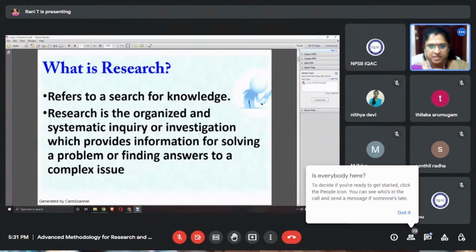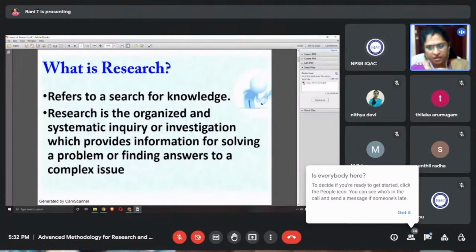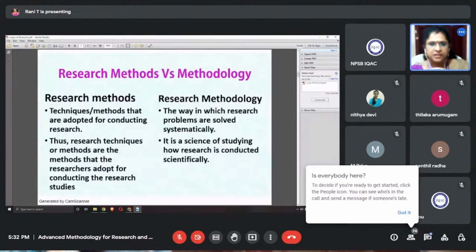The first slide says that research is a search of knowledge, and also an organized as well as systematic inquiry or investigation. For what purpose do we do all such investigation? In order to arrive at an answer or solution for a complex issue.